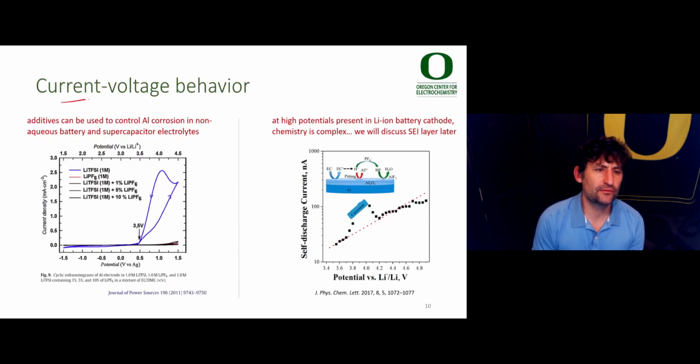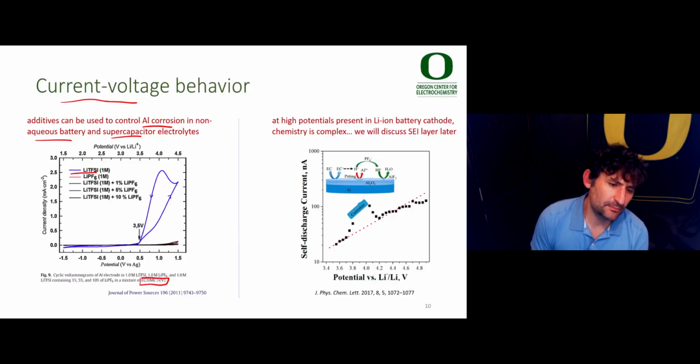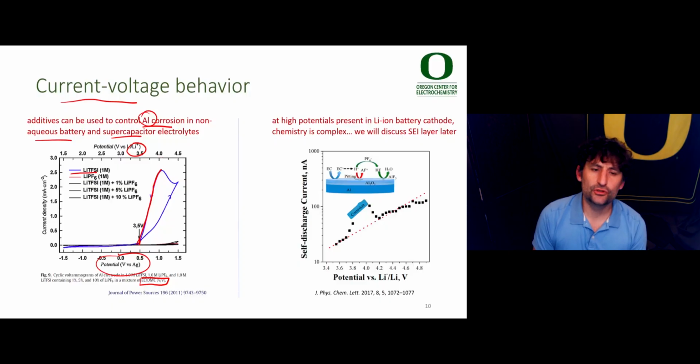It's interesting to talk about the current voltage behavior we've just discussed in the context of aluminum corrosion in non-aqueous battery and supercapacitor electrolytes. So aluminum is one of the electrodes used in a lithium-ion battery. What you see, in an electrolyte that's pure lithium TFSI in a mixture of ethylene and dimethyl carbonates, a common electrolyte for lithium-ion batteries, at about 0.5 volts versus this reference, and 3.5 volts positive of the lithium plus electrode, is a strong anodic current that's associated with dissolution and corrosion of the aluminum, which is exactly what you don't want to happen.